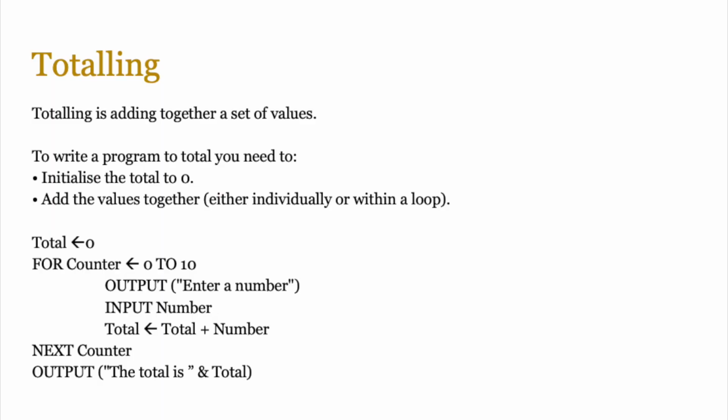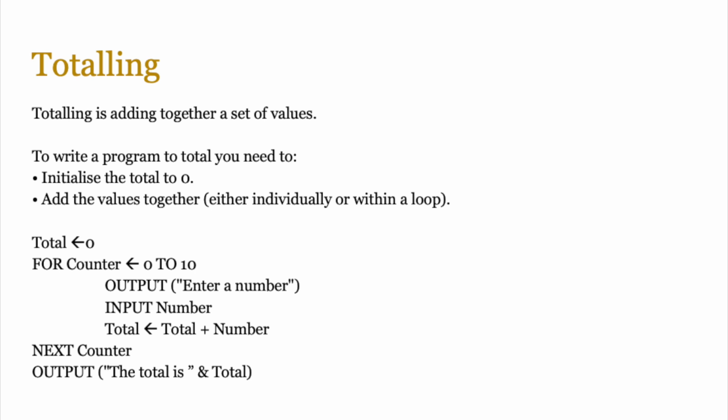Okay, let's start with totaling. Totaling is adding together a set of values. And if you want to write a program to total something, you will first need to initialize the total variable to 0. Because if you don't have this total variable, there's no place in RAM to store the total. You then can add values together, either individually or within a loop.